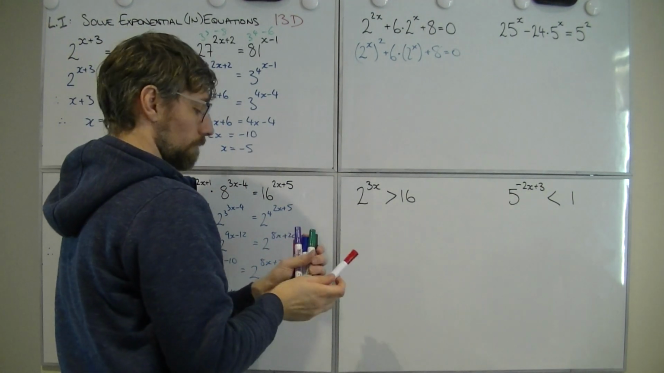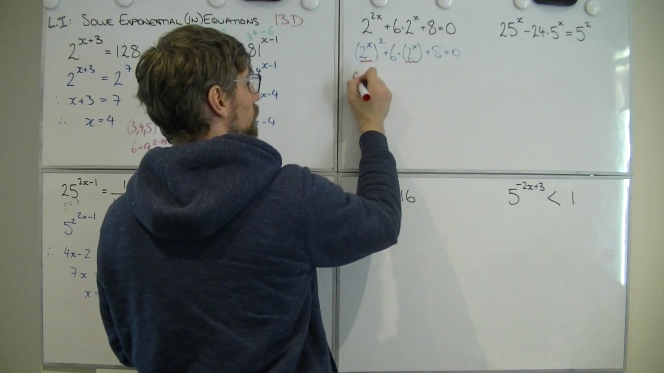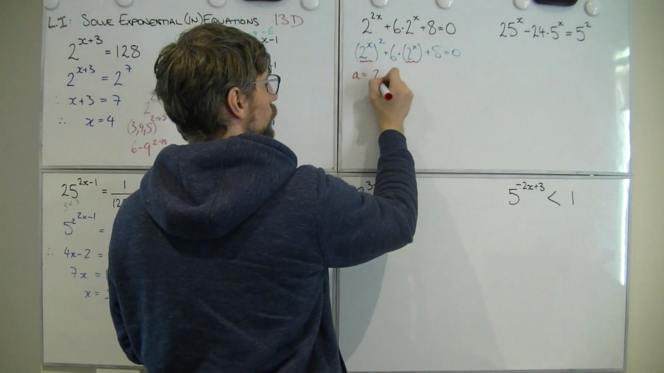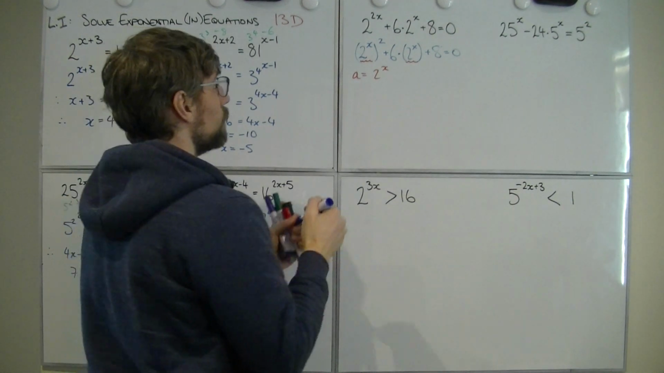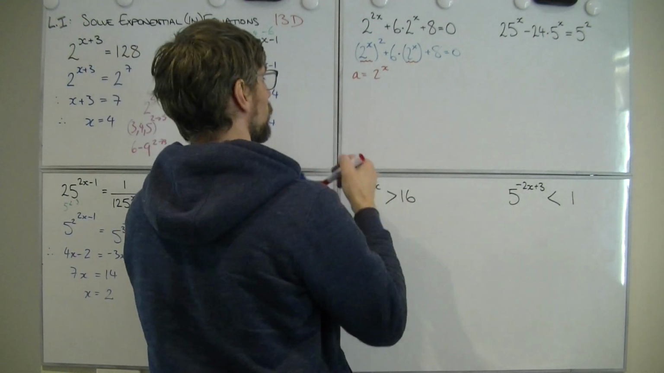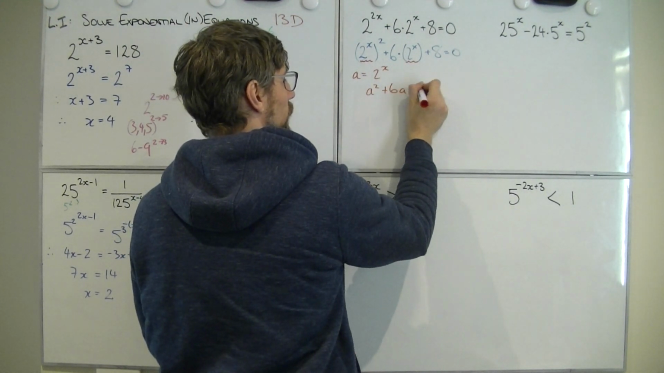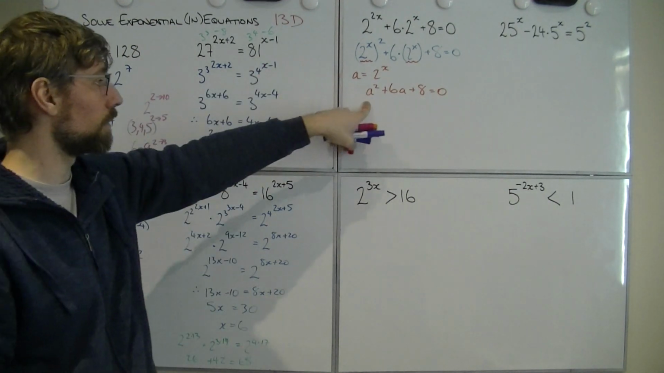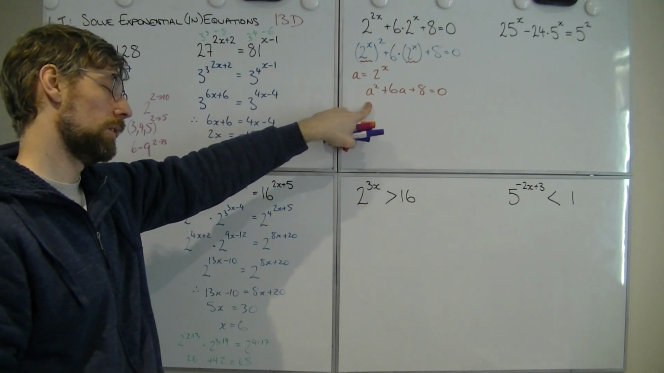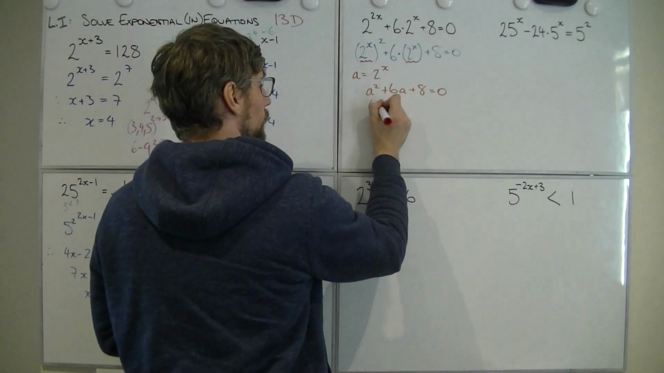So why did I do that? Well, now I've got this common term. So I'm going to let a equal 2 to the x. Okay, great. Well, why have I done that? Because, we'll keep writing in red. A squared plus 6a plus 8 equals 0. We've changed the kind of equation this is now. Now we're in a quadratic equation. We know how to solve those. Well, hopefully we do by now.